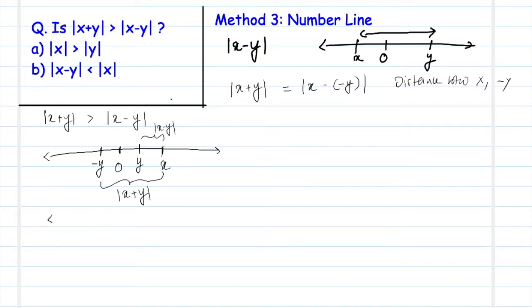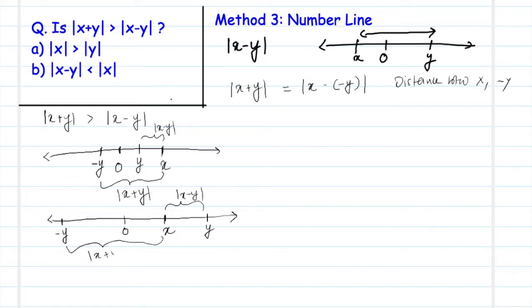Let's take another value of y. Just for the sake of clarity, we'll fix the x there. And now let's take y to be on the other side of x. So minus y will be somewhere here. What is this? The distance between x and y. This is mod x minus y. And the distance between x and minus y is mod of x plus y. As you can see, this is greater than that.